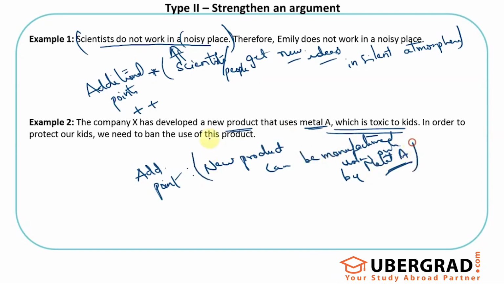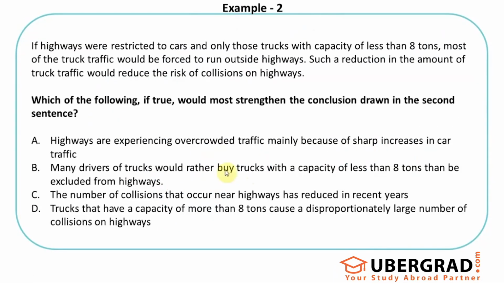So what is the key argument the author made? The metal A which is used in the new product is toxic to kids. Once I say the new product can be manufactured only using metal A, this is going to impact the kids, and that's why we need to ban the product. This is again in favor of the argument the author is making. That is what we need to look for in strengthening an argument: understand the key argument in the piece of information and see which option would agree with it or make it stronger.